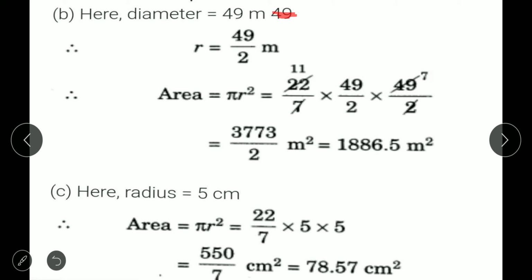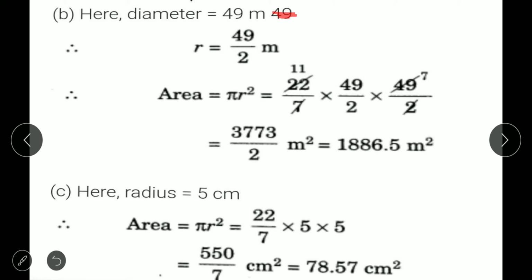After dividing it you will get 1886.5 meter square. Remember, in area you get square unit, and in circumference, the perimeter, you will get only the simple power 1 unit.